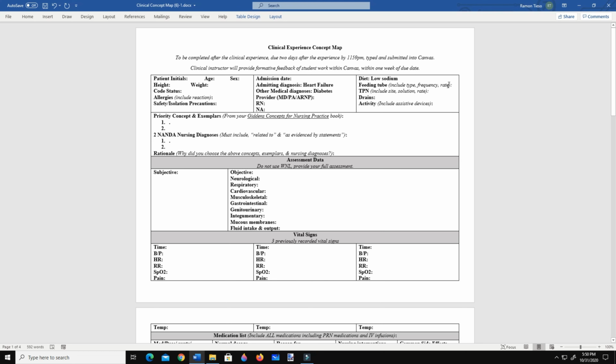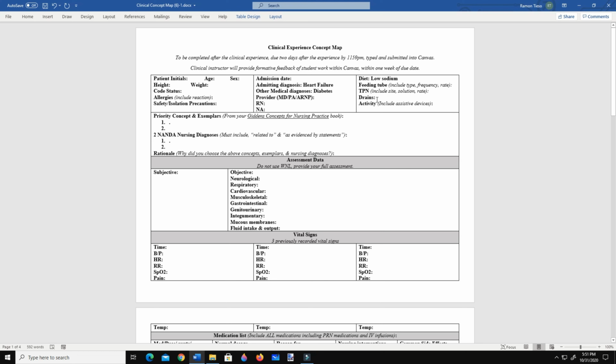Feeding tube. If they happen to have a feeding tube, you would put on there that they have a feeding tube, and then what kind of feeding they're getting through that tube. And then TPN, you probably won't have any patients, at least not the first semester. You won't have any patients on TPN, so that probably will be blank. Actually, with a feeding tube and TPN, a real good chance that you won't have anything to put there, but you might. And TPN is total parenteral nutrition, right? That means that they are getting all of their nutrition through an IV.